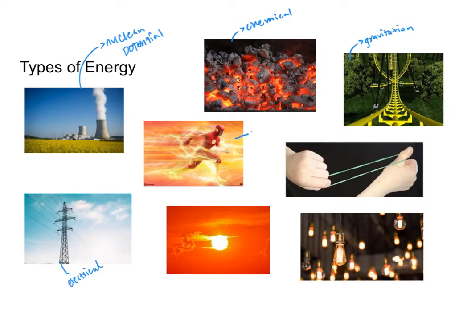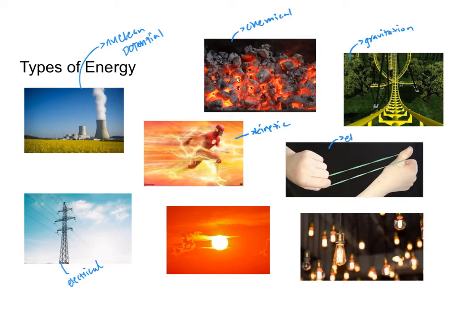Next, we have kinetic energy, which is the energy of motion. So if you are running, you have kinetic energy, which you probably got from converting the chemical energy in the food you eat into that kinetic energy in your muscles.